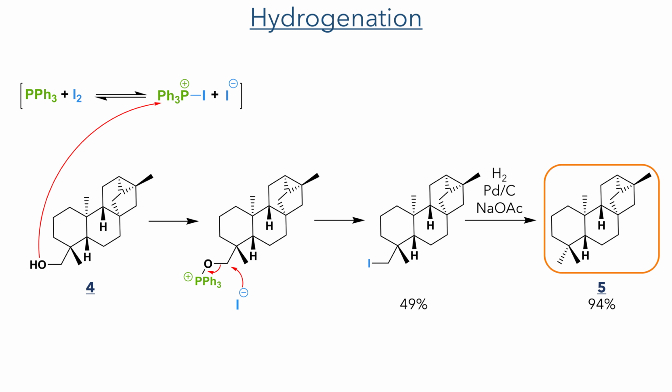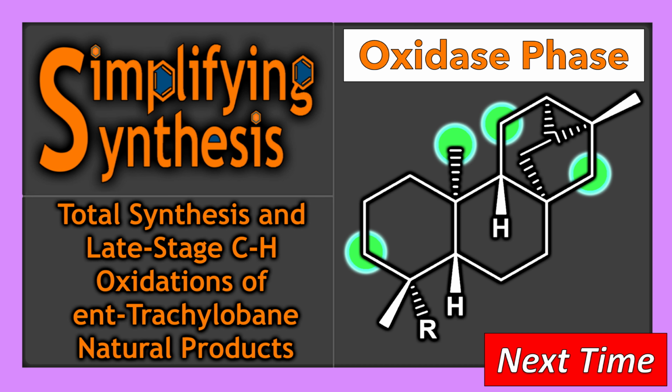The hydrogenation of this compound, using hydrogen gas, palladium on charcoal, and sodium acetate, completed the synthesis of compound 5 in a 94% yield. The completion of this compound brings us to the end of the cyclase phase of this synthesis. In the next video, I will look at the oxidase phase and detail the studies carried out to perform selective and non-selective oxidations of this interesting framework.